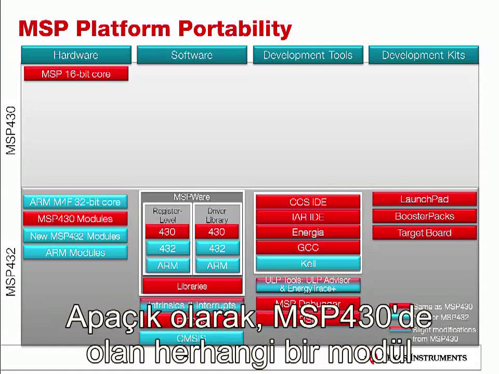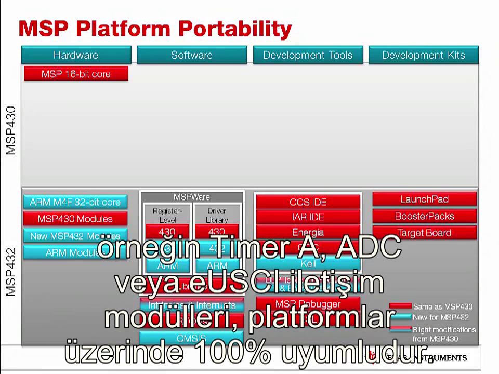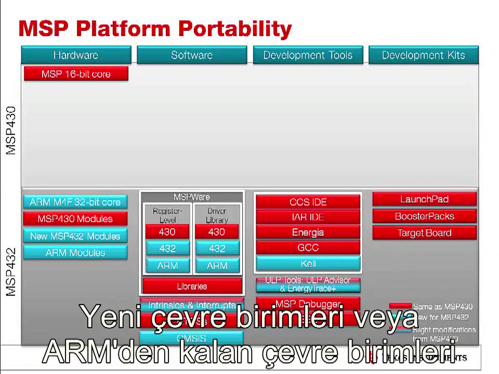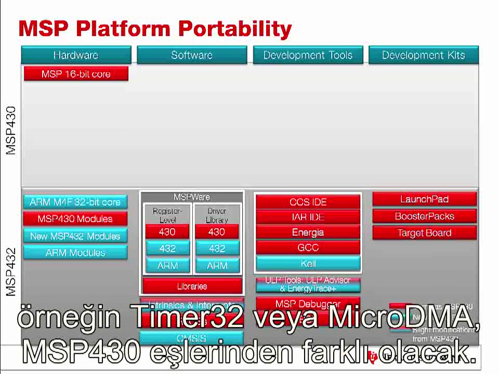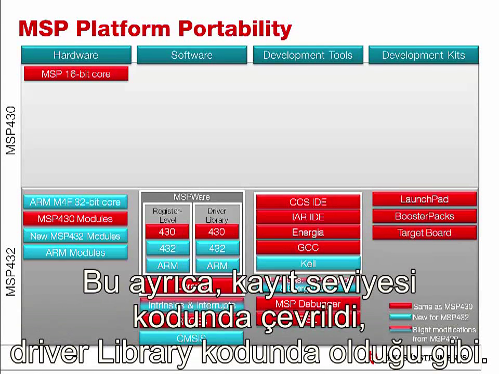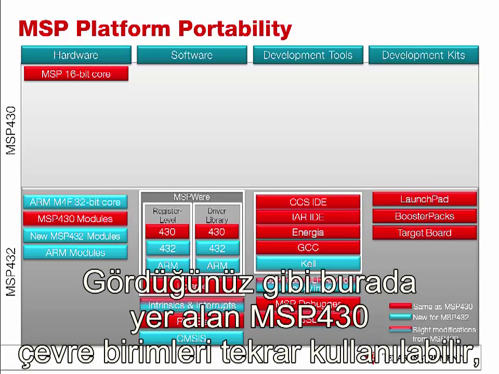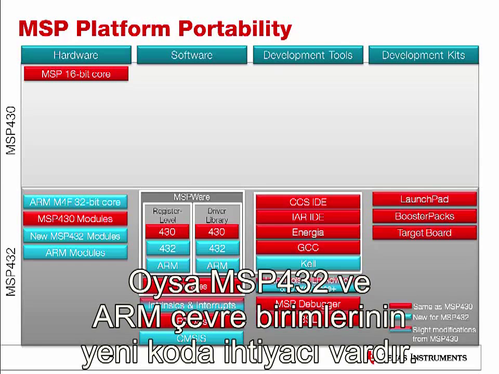So obviously any of the existing MSP430 modules such as Timer_A, ADC, or eUSCI communication modules are 100% compatible across the different platforms. New peripherals or peripherals inherited from ARM, such as Timer32 or MicroDMA, will be different from the MSP430 counterpart. This also gets translated over to the register level code as well as driver library code. So as you can see in here, existing MSP430 peripherals will be reusable, while the new MSP432 as well as ARM peripherals will require new code.